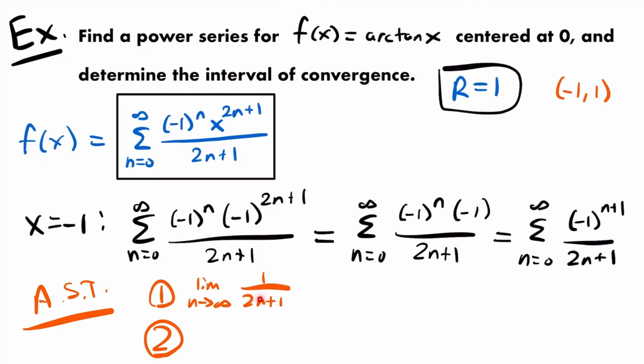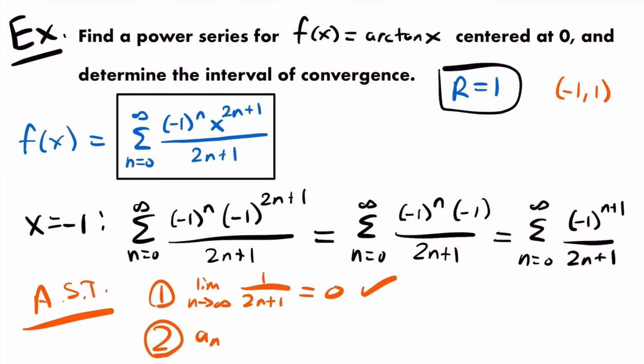So is this limit equal to 0? Well, as n approaches infinity, we have 1 divided by 2n plus 1, so this n is going to increase towards infinity, so we have 2 times an increasing value plus 1, so this whole denominator is just getting bigger and bigger as n gets bigger, so we have 1 divided by infinity. And 1 divided by infinity will be equal to 0. So the first requirement for the alternating series test is met. Now the second requirement is that our sequence needs to be decreasing.